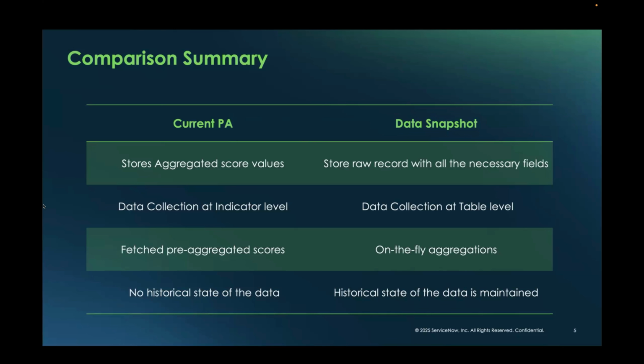Third point is pre-fetching. The current PA fetches pre-aggregated scores, whereas data snapshot does the aggregation on the fly. And also, the current PA cannot maintain the historical state of the data itself. It does maintain the historical state of the score of the KPI basically. So whether the open incidents were 10 or 20 or 50, it can tell you, but it cannot tell you what was the state of the incident record at that point of time when the score was computed. Whereas with data snapshot, that is something that you can get.